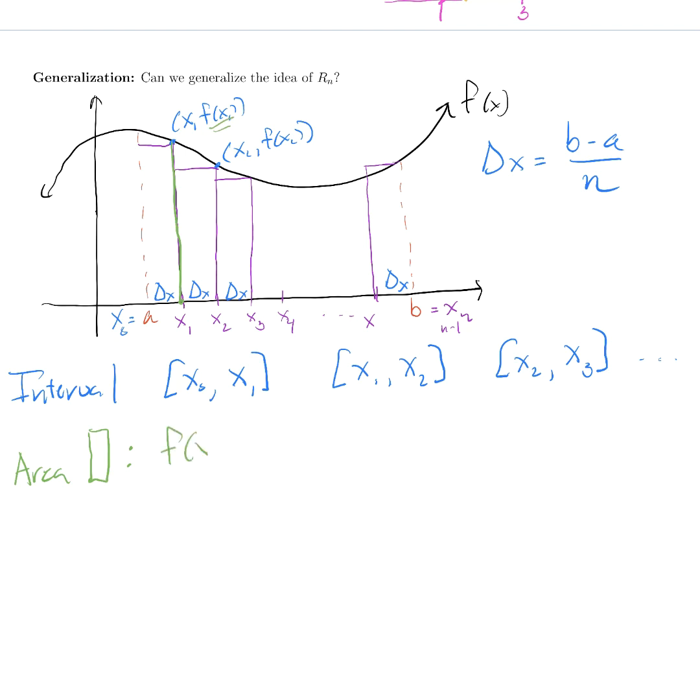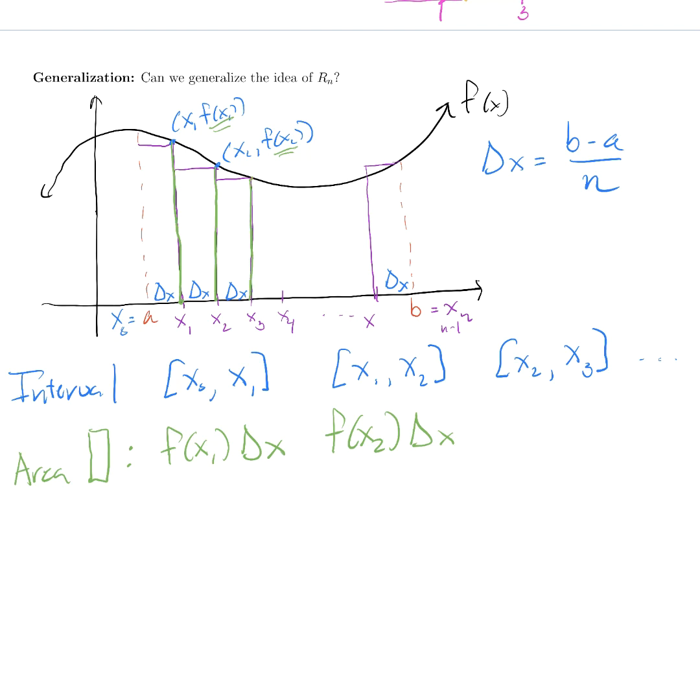So on this interval, the area of my rectangle is just f of x1, which is its height, times delta x, which is its width. It doesn't change much on this second interval. The height of my rectangle is the output of the function at x2, which is the y coordinate of that point, which is f of x2, times delta x. Similarly, we can keep playing this game.